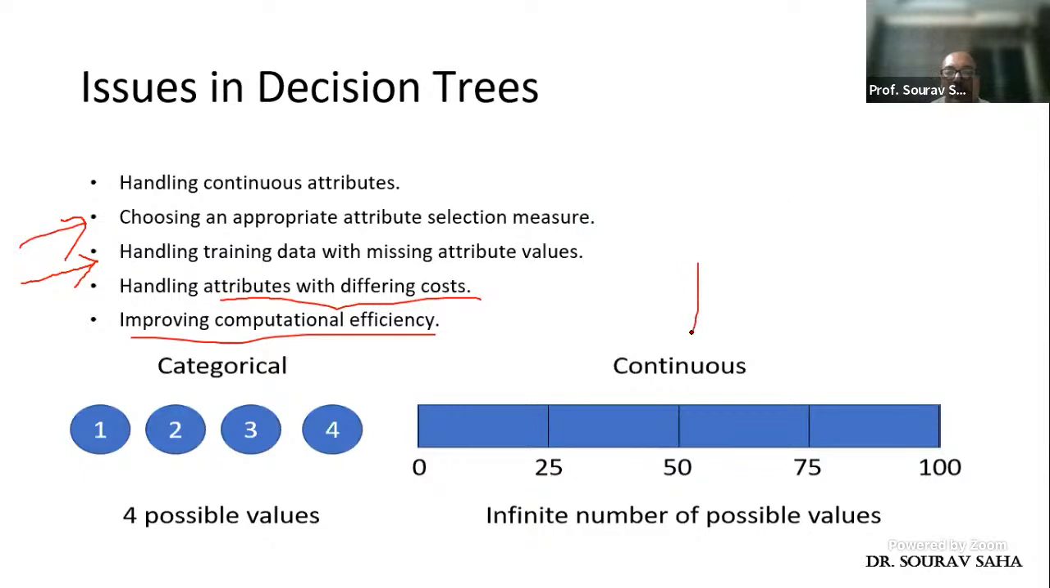Again, as you see here, for continuous data, let's say it goes from 0 to 100, there are an infinite number of possible values. In those cases, we generally try to see the distribution of the data, and try to make generally 4 or 5 different classes from the data itself. That's what we try to do.